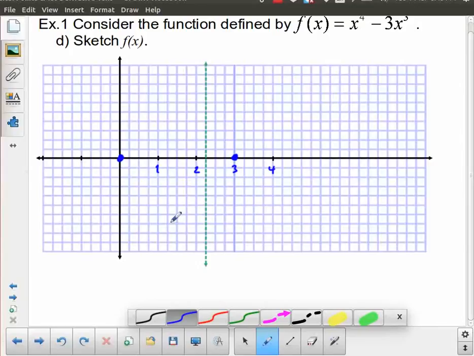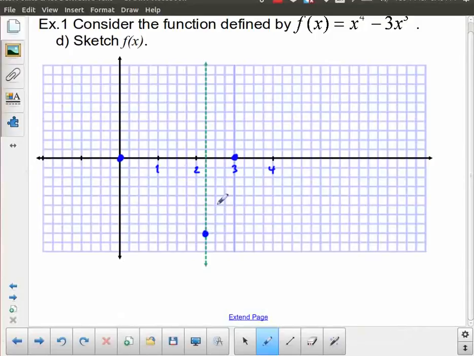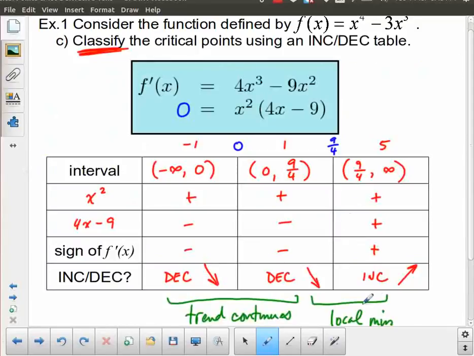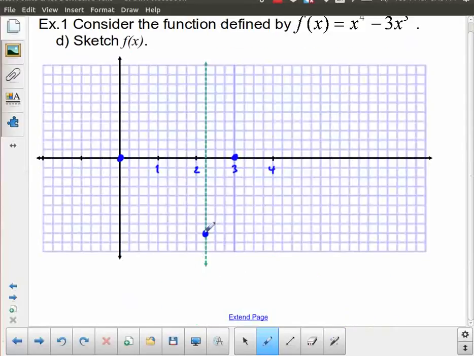Now, because I'm only doing a sketch, I'm not going to worry about my vertical scale, and that's quite often when you're asked to do a sketch. If anything, you're going to concern yourself with your horizontal scale, but the vertical scale is kind of irrelevant. I know that from 9 over 4, I'm increasing. From 9 over 4 to infinity, I'm increasing. So that means from this point through that x-intercept, I'm going up and up and up.